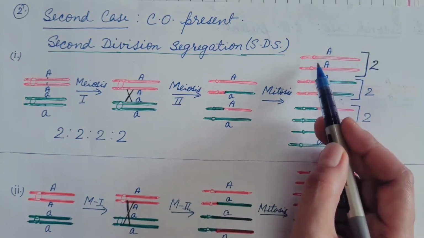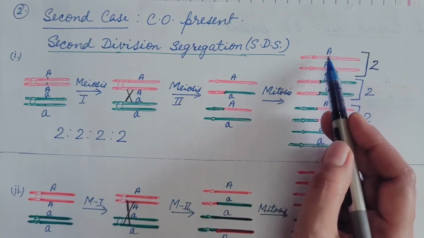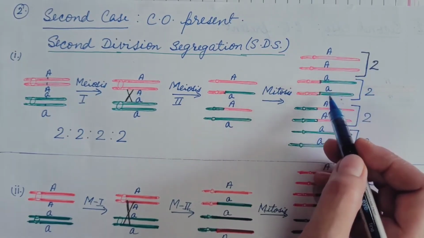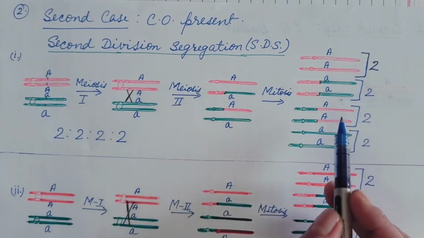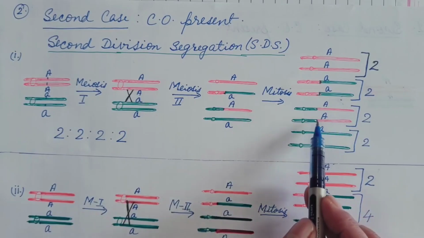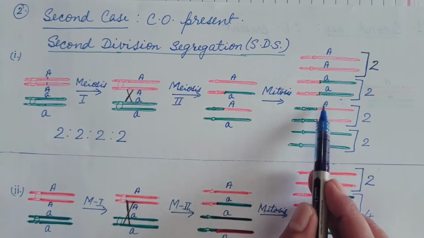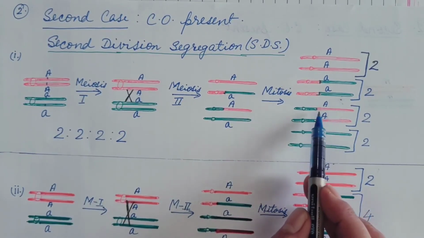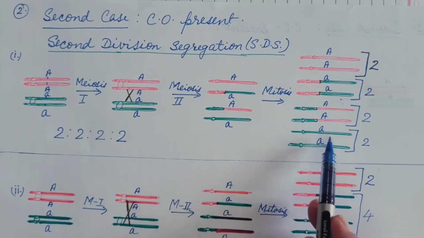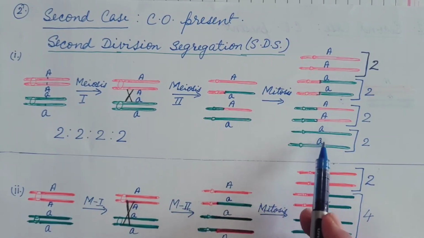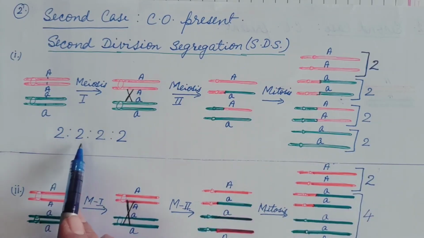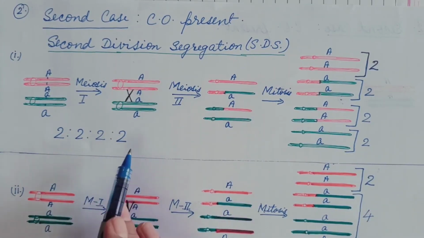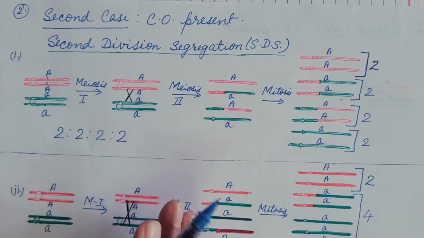These are present as 2 haploid cells containing capital A allele, 2 haploid cells containing the small a allele, which is crossover type, and then again 2 haploid cells which have the capital A allele. These are also crossover type. Then again 2 haploid cells containing small a allele which are non-crossover type. So the ratio is 2:2:2:2. So there is deviation from the 4:4 ratio as seen in the first division segregation.